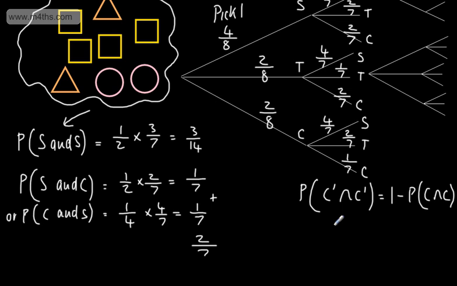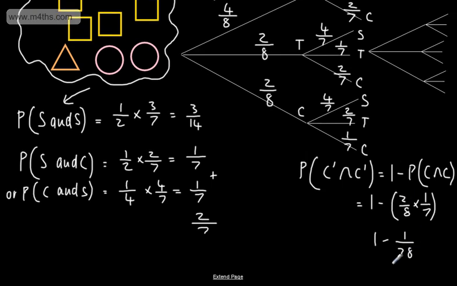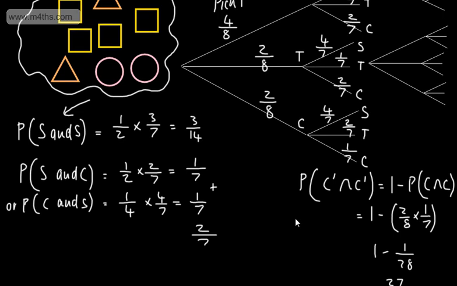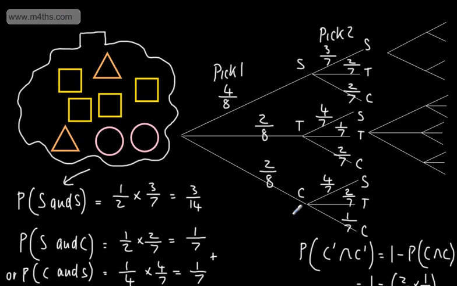So I do from here now, let's do 1 minus, we're going to have this route right here. So 1 minus 2 over 8 or 1/4 multiplied now by 1 over 7. So that's going to give me 1 minus 1/28. I'm just looking at the fraction here, which is going to give us a total of 27 over 28. So 27 over 28. So the probability of something not happening is 1 minus the probability of it happening. And we saw that in a previous video.